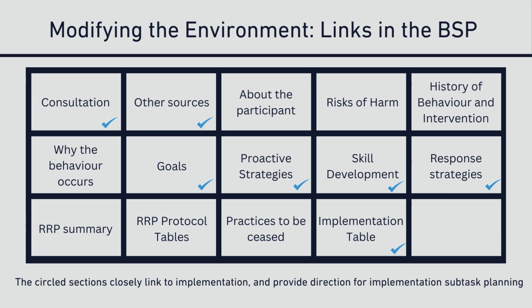So when we start to think about modifying the environment, ensure that our behaviour support plan correctly identifies what the current environment looks like and what it needs to look like to support the person. Look at the sections about consultation and other sources of information. Look at what the experts in other areas have said, speech pathologists, occupational therapists. Look at what supports are saying about the person's response to their environment. Talk to the person and their supports intensely about what they're looking for in terms of aspiration. Look at your proactive and response strategies.